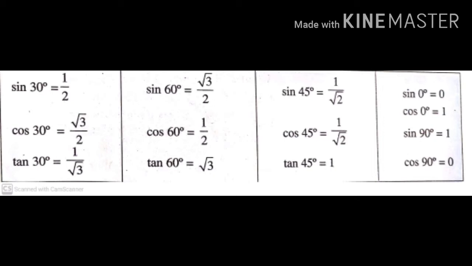Now students, why is this like that, sine 30 is equal to cos 60? Because 30 plus 60 is 90 and they are forming complementary angles.